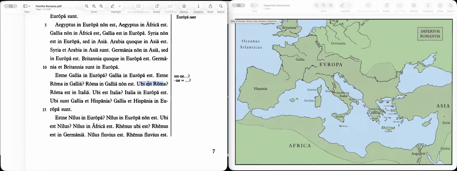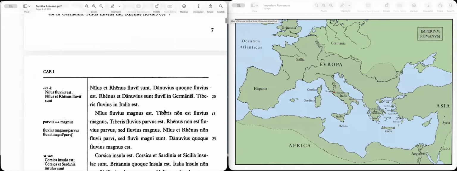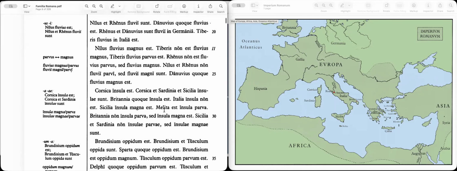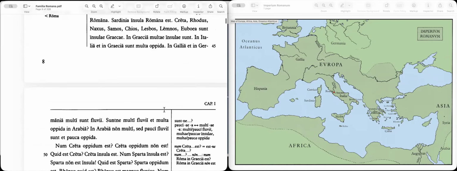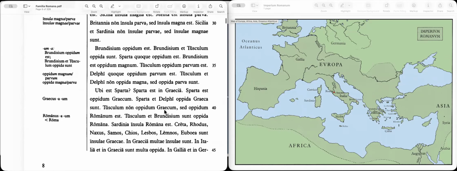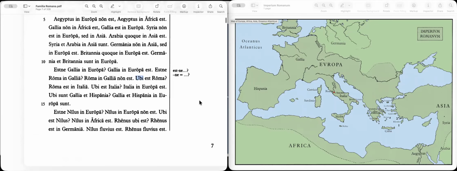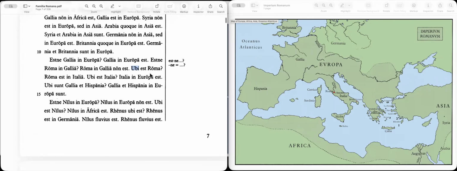So yes, you will see ubi, which is "where," and I think in this section that's all you see. There's a couple of other places. There's quid, which is "what." Right now ubi is all we have, maybe quid. So ubi is where. And again, you can see this: Ubi est Roma? Roma est in Italia. Does that answer your question?